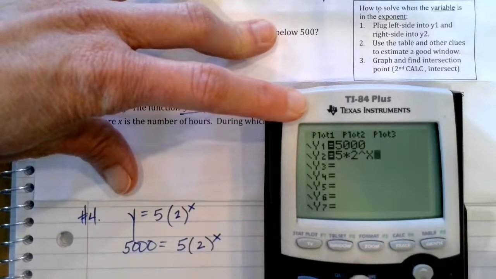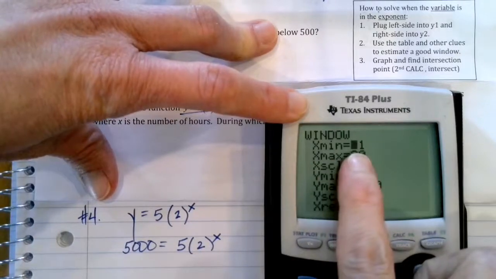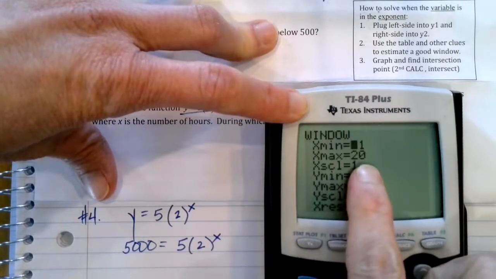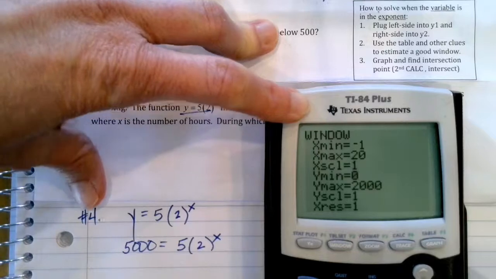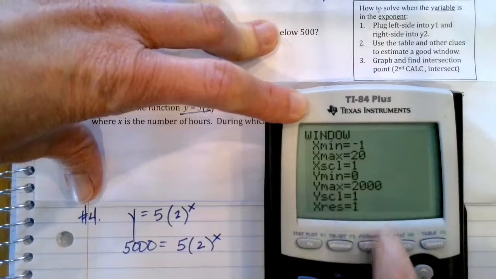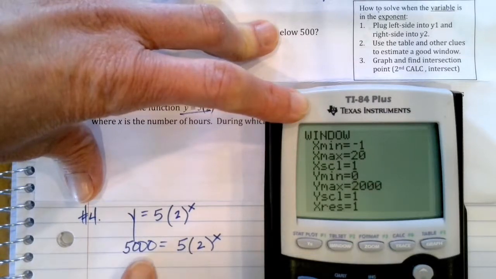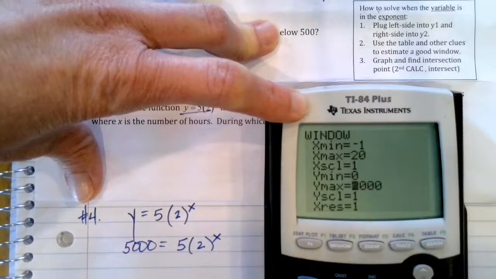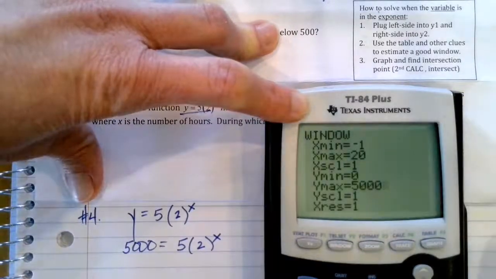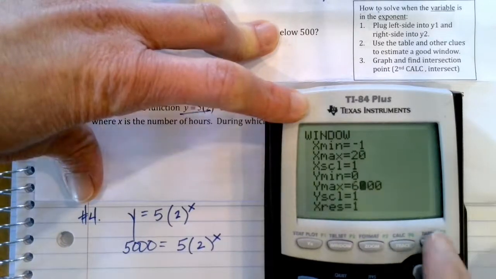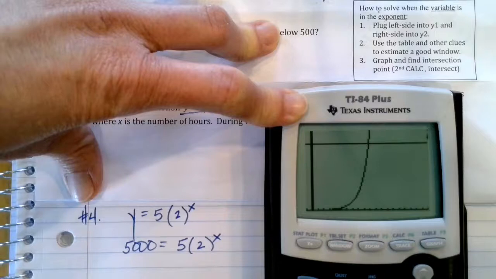When I go to look at my first window, talking about my X's and Y's, my X is not going to go negative, and the maximum my X is going to go, we'll have to see how 20 works and probably need to adjust it. My Y is not going to go below 0, but I'm looking for an output that's pretty high, right? So we'll go ahead and put 5,000 in first. Maybe we should even go a little higher to 6,000. Let's take a look, because there's my graph at 6,000, and there I am growing.